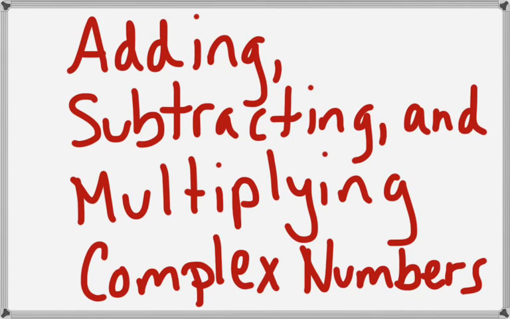In this video we're going to discuss how to add, subtract, and multiply complex numbers. In order to perform operations with complex numbers, they first have to be written in standard form. So if you haven't watched the video about how to write a complex number in standard form, you should definitely check that out, because if you have, for example, a square root of a negative number, you're going to need to rewrite that before you can add, subtract, or multiply.